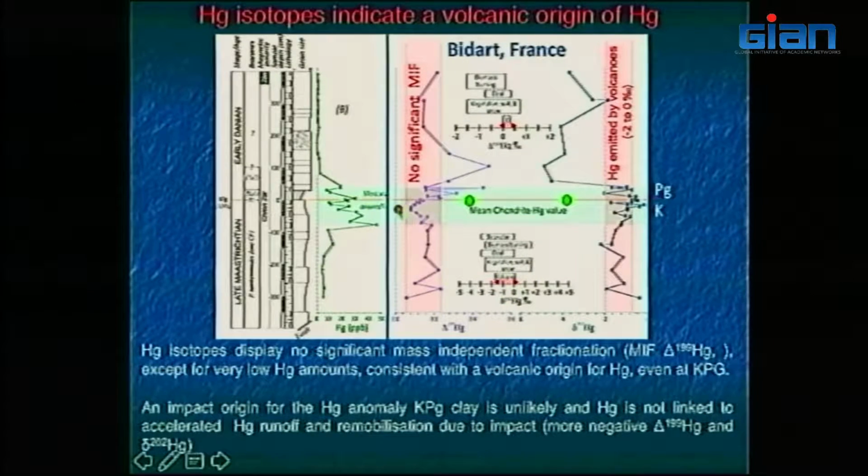And you can see here that there is, apart from these peaks here, where mercury is not very present, no mass fractionation, which is really significant. What does it mean? It means that all this mercury is of volcanic origin, coming from the Deccan. So this is a nice proof, but we need a lot more work to do that.